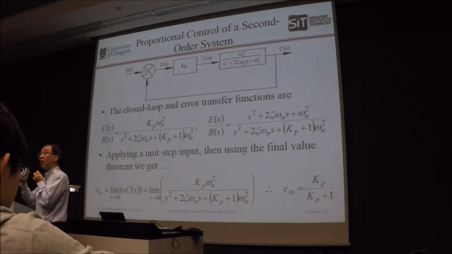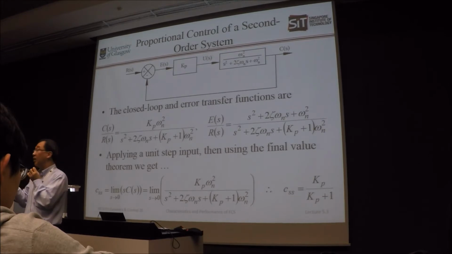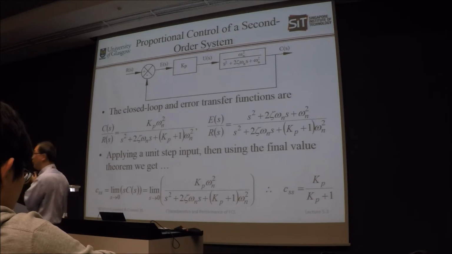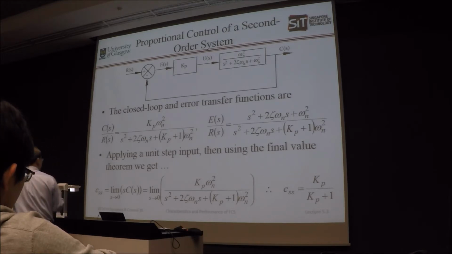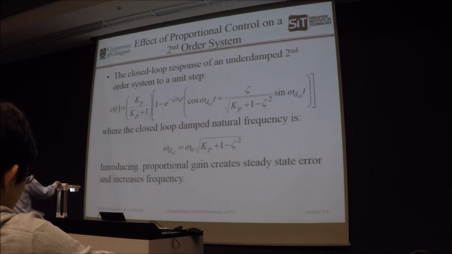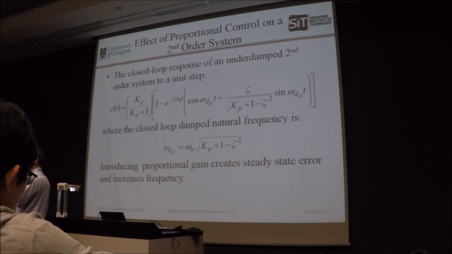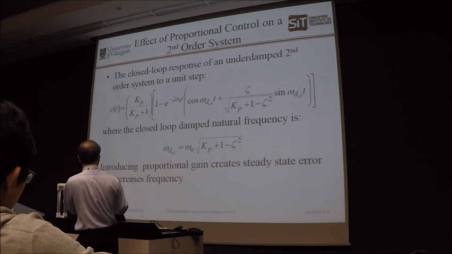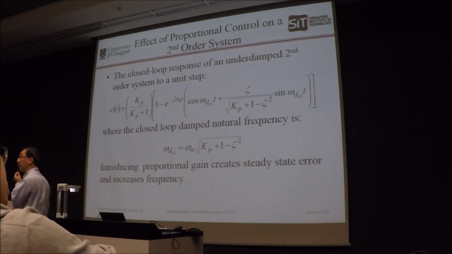And then what about your closed loop damping? You need to work it out, because we do know that in your closed loop, 2 zeta closed loop omega n closed loop is going to be equal to this term. But you have already changed your closed loop omega n, so you can relate them, and that is how you get your closed loop damped natural frequency. So introducing your proportional gain creates steady state error and also increases frequency, in the sense that you can actually see that this has increased.